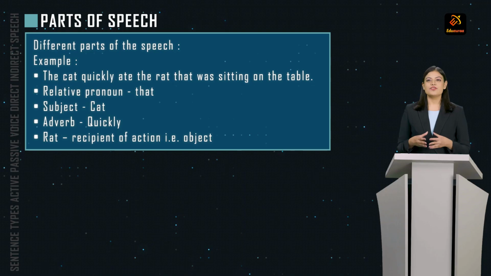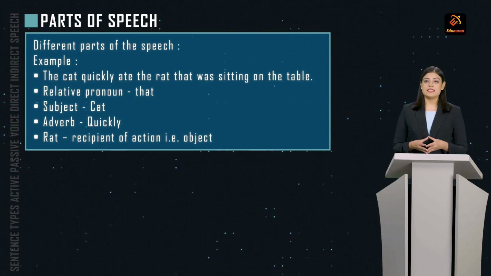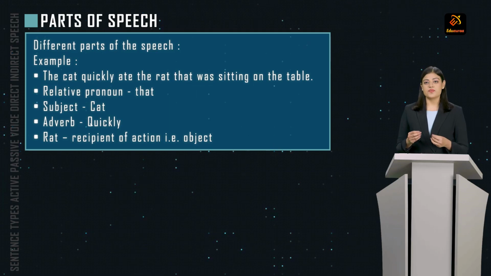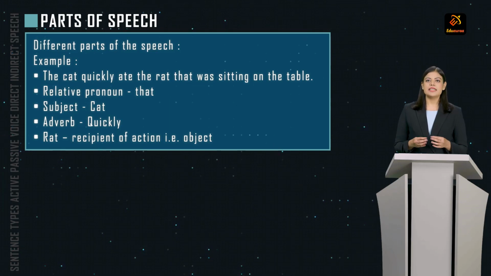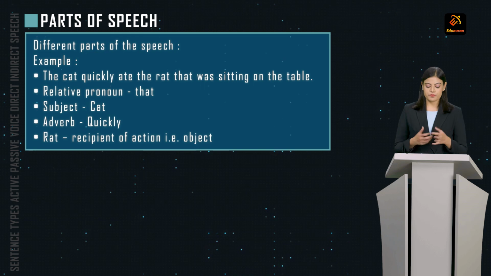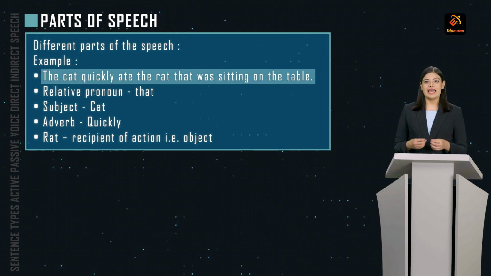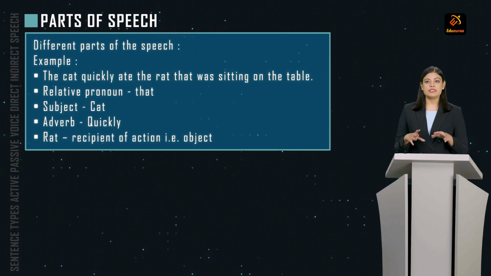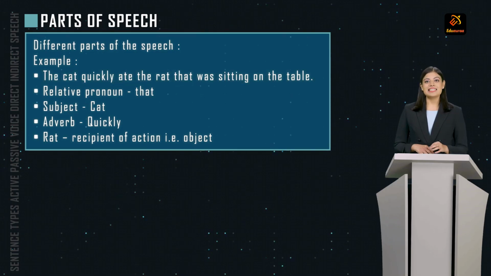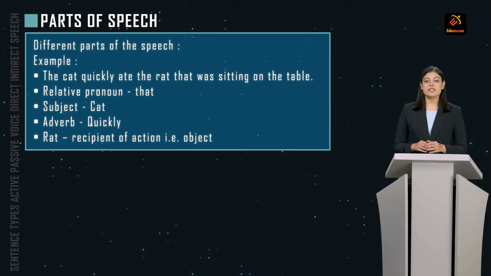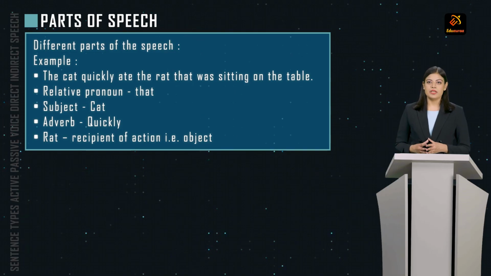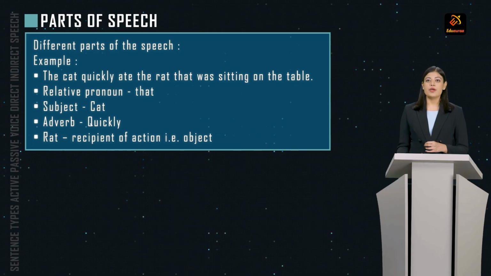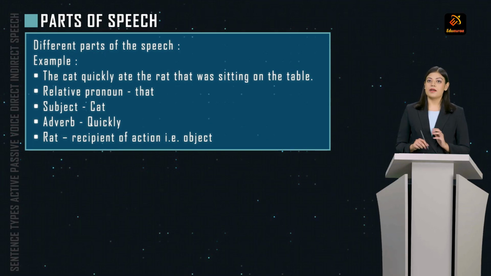Let's talk about the different parts of speech in a sentence, or how to identify and categorize the different parts of a sentence. Let's take this basic sentence for example. The cat quickly ate the rat that was sitting on the table. You can write down the sentence if you want. The cat quickly ate the rat that was sitting on the table. Now let's take each word of this sentence and identify what part of speech it comes under.